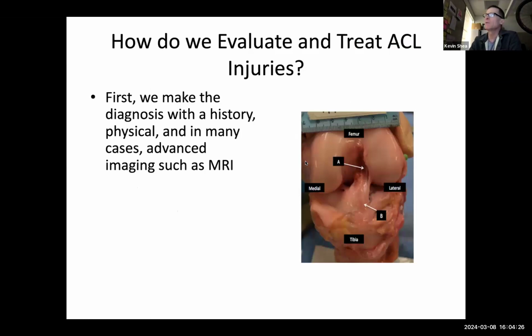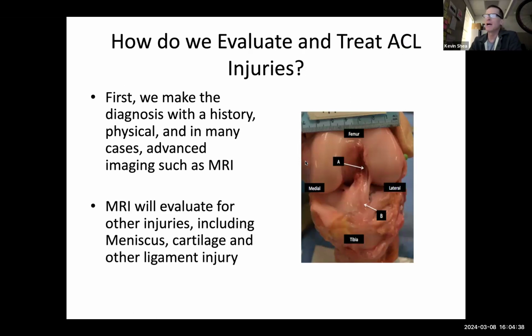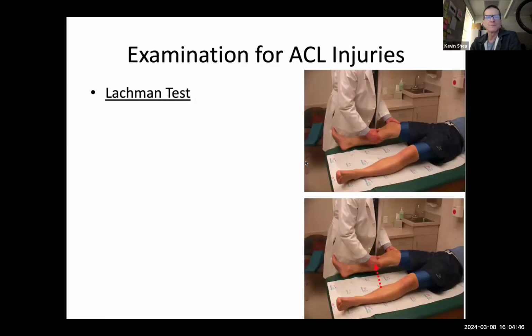Well, when we see these, what do we do? How do we evaluate them? How do we treat them? Well, your history is pretty important. You'll get an examination, and in many cases, you may get x-rays, but most times an MRI can be very helpful to help with the diagnosis. MRI allows us to see a lot of the detailed anatomy, including meniscus, cartilage, and sometimes other ligaments in addition to the ACL may be torn.